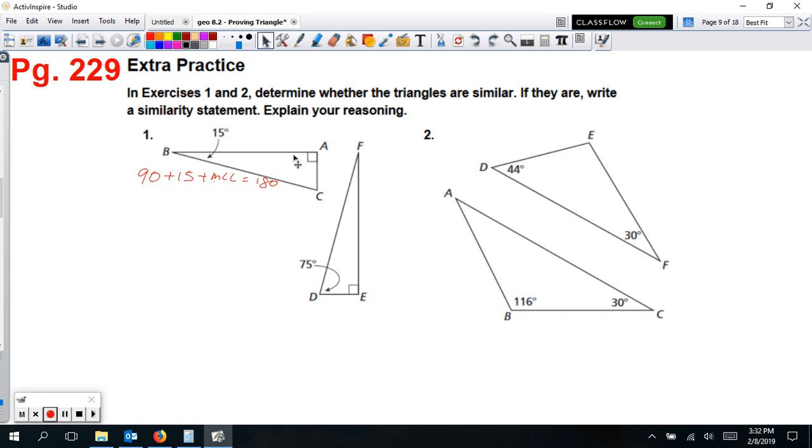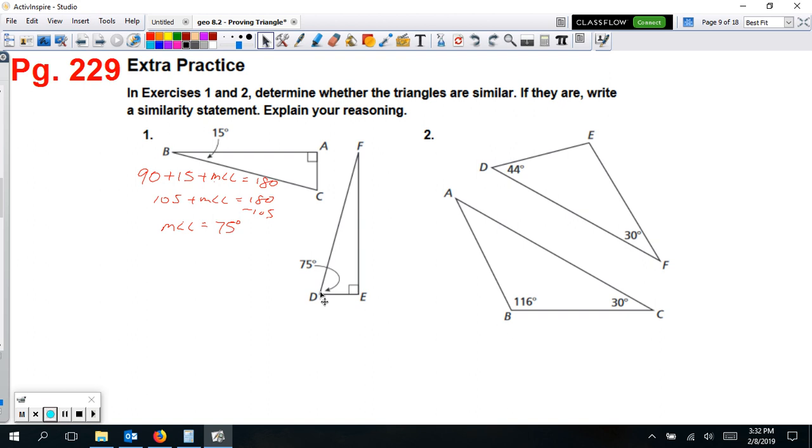So I got 90 plus 15 plus the measure of angle C. That'll equal 180. And then if I just add those together, I get 105. And so I get 105 plus the measure of angle C is equal to 180. Subtract 105, so 180 minus 105, that does give me 75, which is the same angle as D on this other triangle.